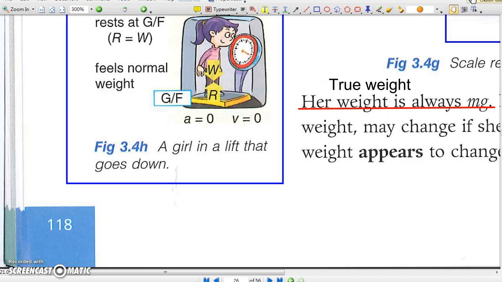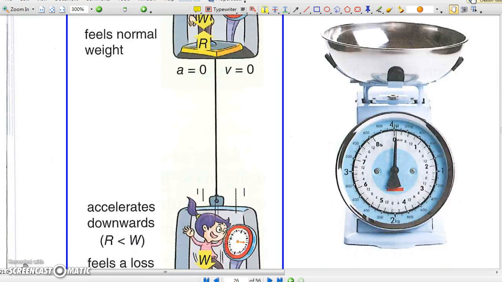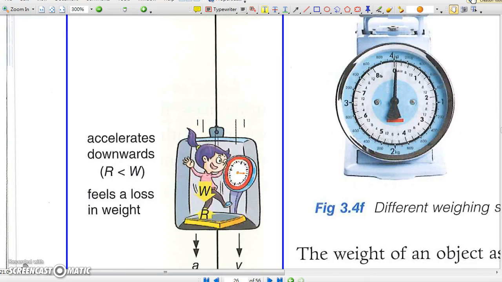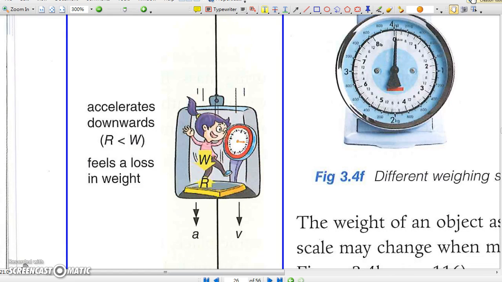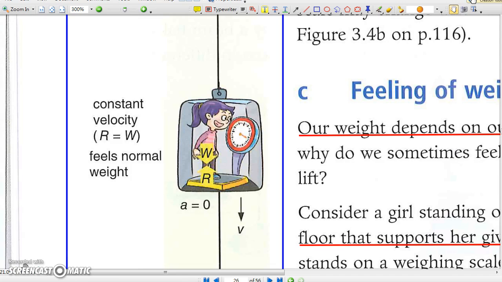In figure 3.4h, the girl in the lift experiences different apparent weights when the lift goes down. Before the motion, she feels her normal weight. Then, she feels a bit lighter at the beginning as the lift accelerates downward. At that time, her reaction R is smaller than her weight. Then, she feels her normal weight again, her true weight, when the lift is moving downwards with constant velocity.